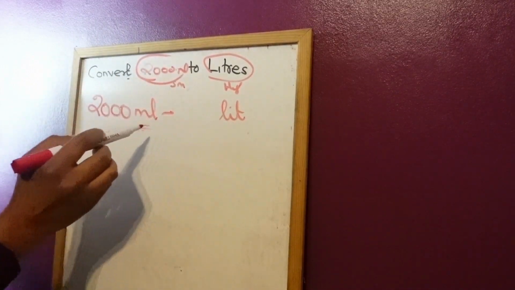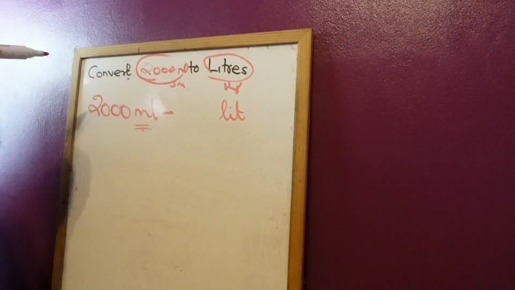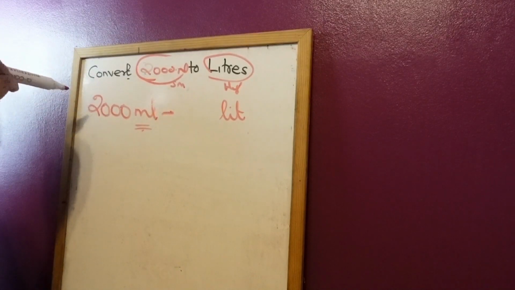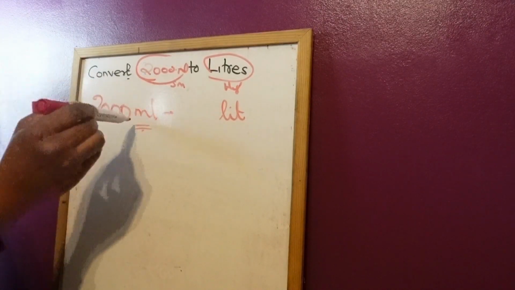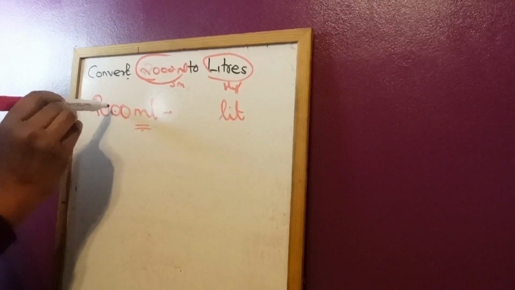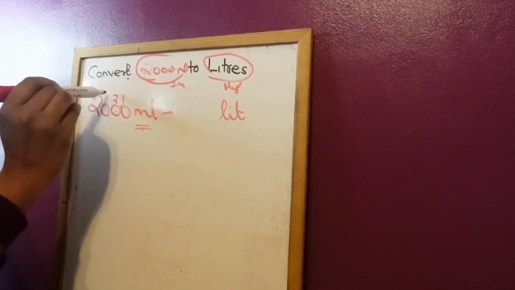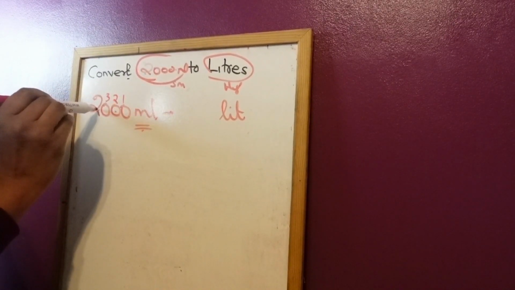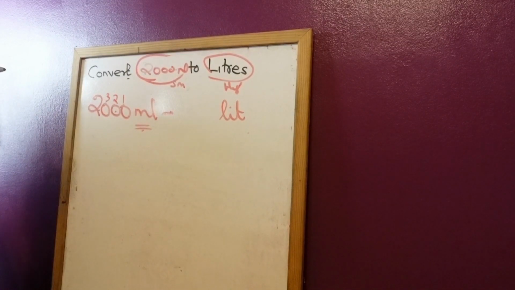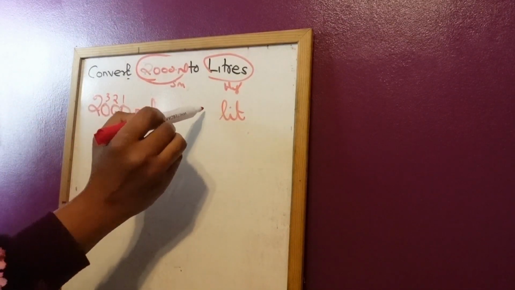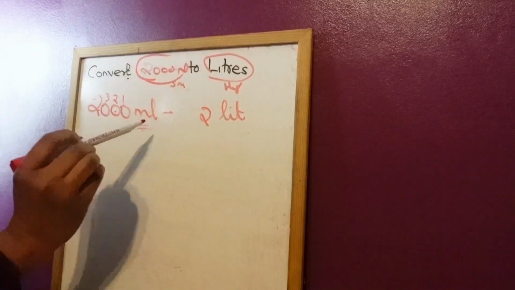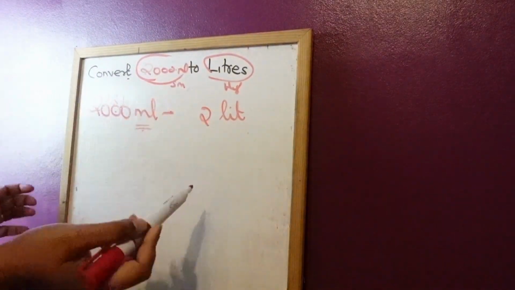So what you do, what I said, you have to place a point 3 numbers to the right. So 1, 2, 3 and the point here. So how much is it? 2 liter. I hope you understand. This is the very easy method, I can say.